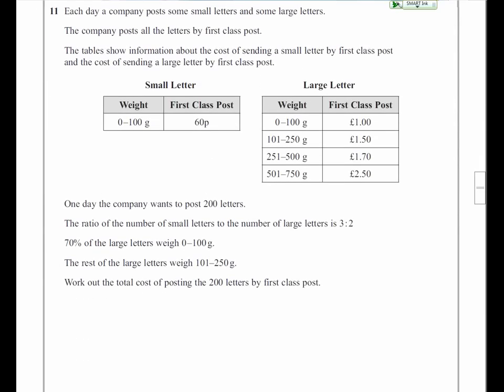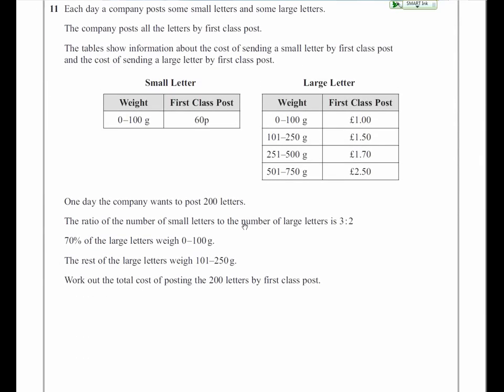Question 11. Each day a company posts some small letters and some large letters. The company posts all the letters by first class post. The table shows information about the cost of sending small letters by first class post and the cost of sending a large letter by first class post. One day the company wants to post 200 letters. The ratio of the number of small letters to the number of large letters is 3 to 2.